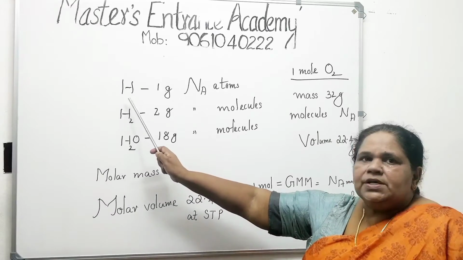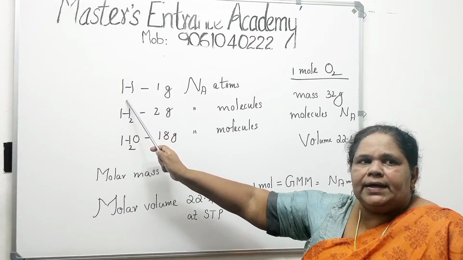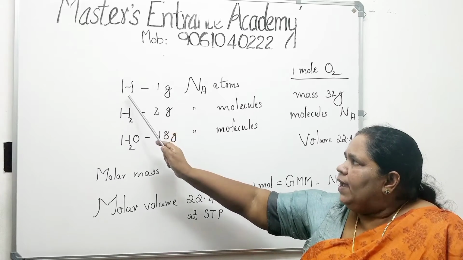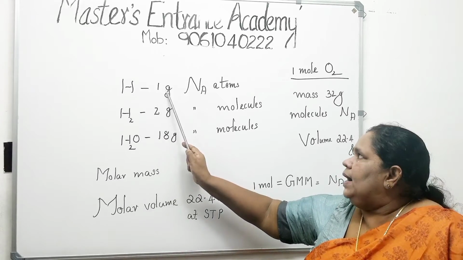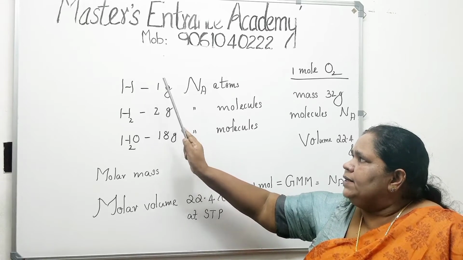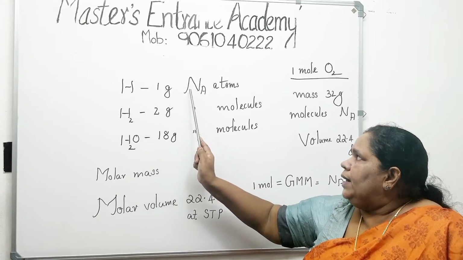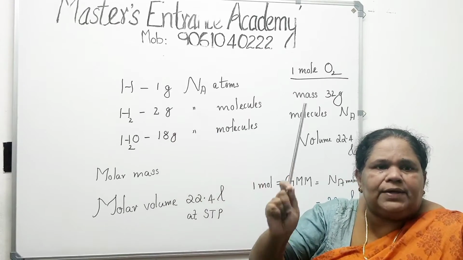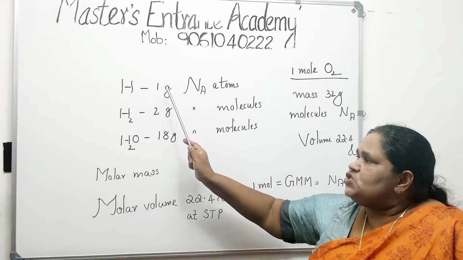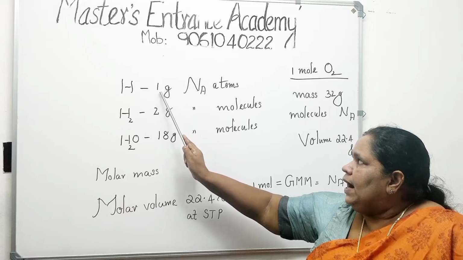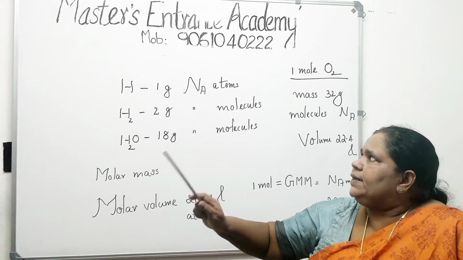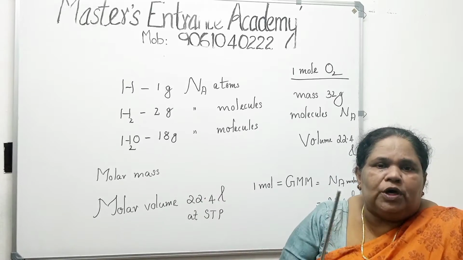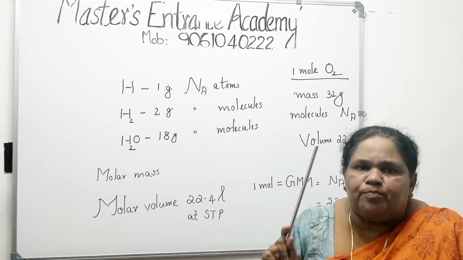Next, H stands for one hydrogen atom. Its atomic mass is 1. So H mass is 1 gram. 1 gram of hydrogen atoms contains Avogadro number of atoms. So H stands for 1 atom of hydrogen. Its mass is 1 gram. In this 1 gram, very minute atoms are present. 6.023 into 10 to the power 23 atoms are present.